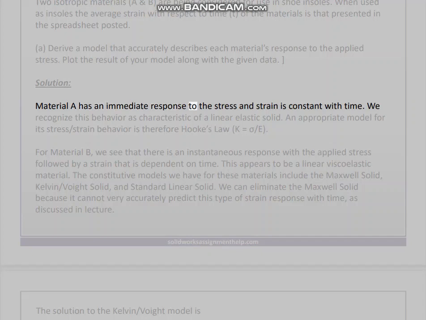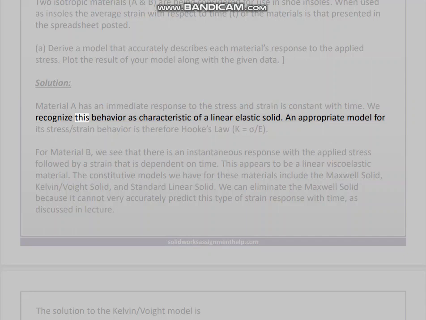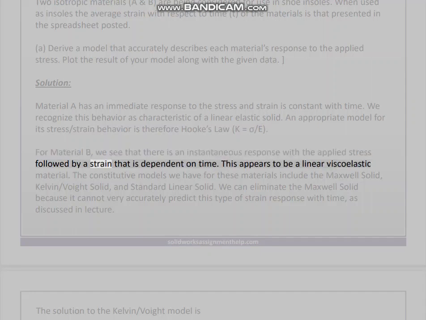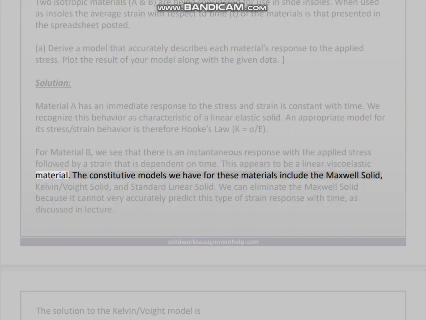Material A has an immediate response to the stress and strain is constant with time. We recognize this behavior as characteristic of a linear elastic solid. An appropriate model for its stress/strain behavior is therefore Hooke's law, epsilon equals sigma/E. For material B, we see that there is an instantaneous response with the applied stress followed by a strain that is dependent on time. This appears to be a linear viscoelastic material.